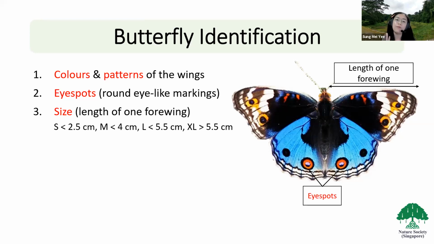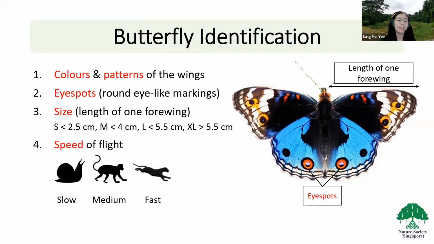Okay, so if the length of one forewing is less than 2.5 cm, I will call it a small butterfly. Less than 4 cm, a medium butterfly. Less than 5.5 cm, a large butterfly. And anything bigger than 5.5 cm, an extra large butterfly.